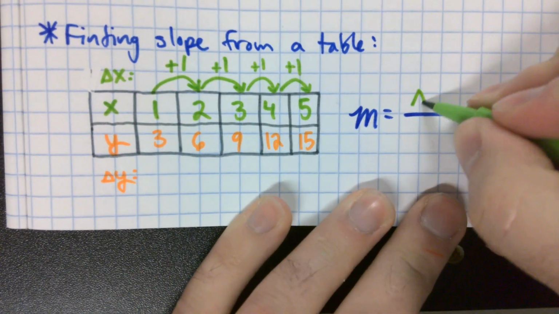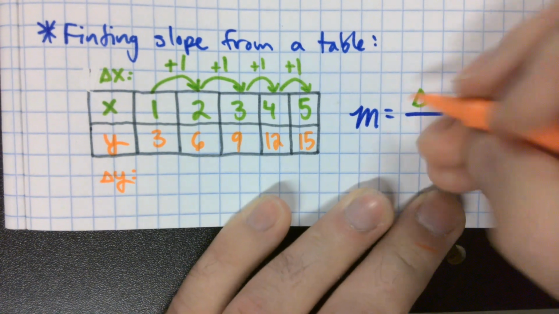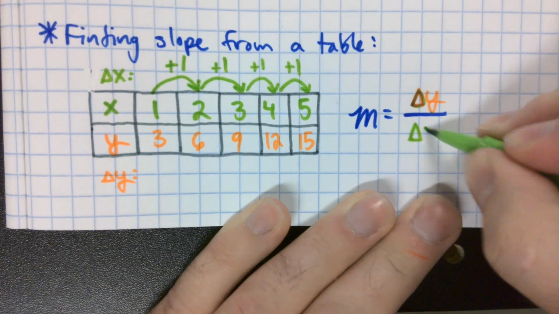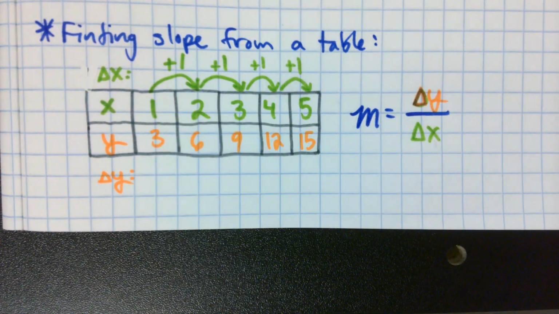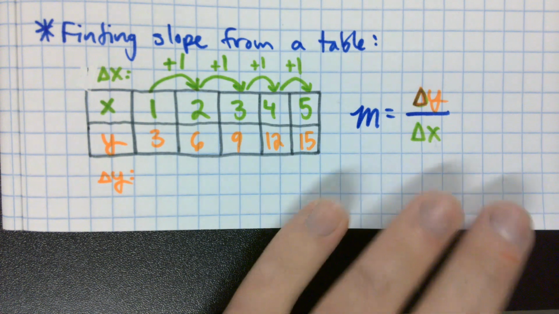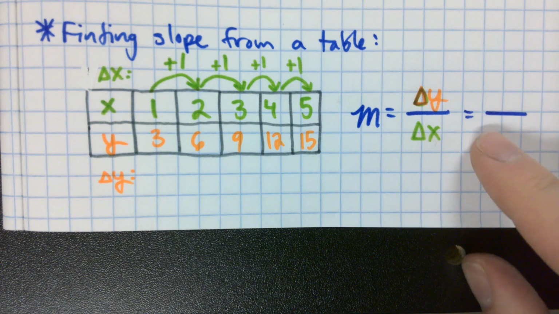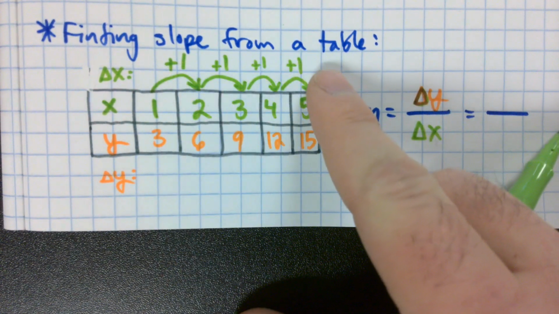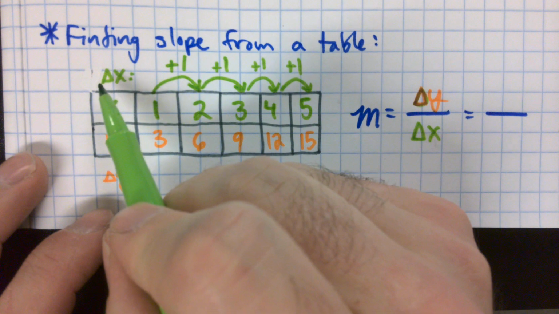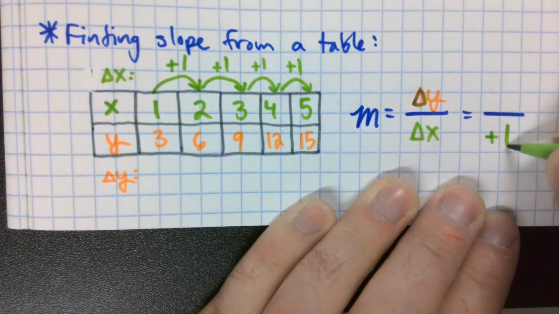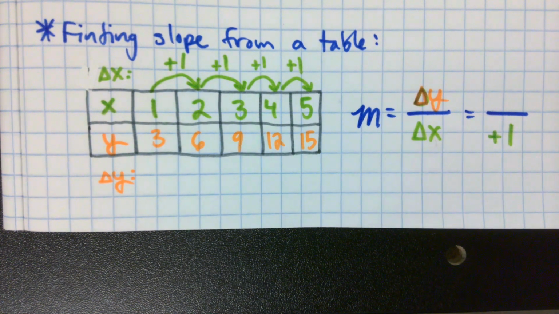Our m is equal to the change in y over change in x. This is where it gets tricky because it's flipped from what we see in the table. So all across the top we got plus 1, plus 1, plus 1, plus 1. Our change from x value to x value to x value will be plus 1. That's going to be our denominator in our slope. Change in x goes on the bottom. That's plus 1.